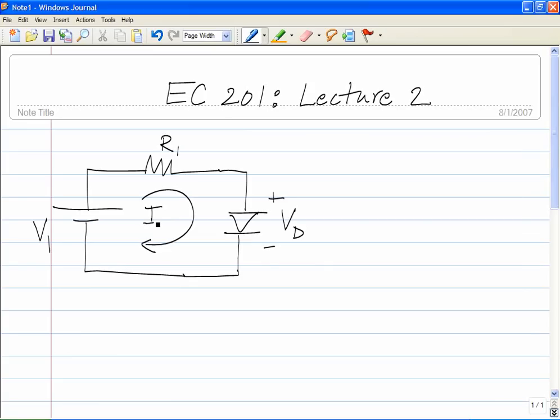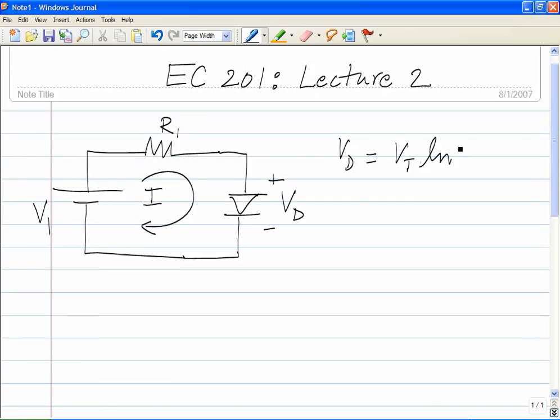And from the theory of semiconductor devices, it follows that Vd can be written as Vt ln I by Is. This is assuming the diode is operating in the forward bias region. In this course, we will not be too concerned about how this logarithm came about, or how the physical construction of the diode influences this nonlinear function or Is or anything else for that matter. We just take this as a given.